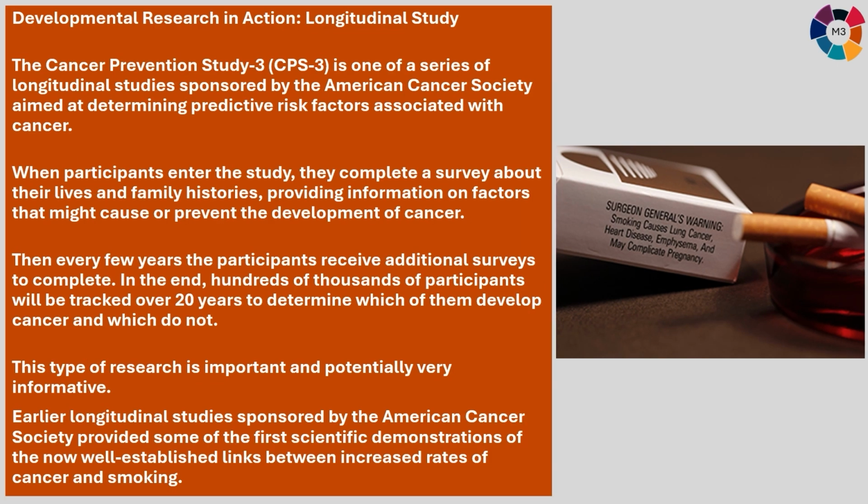The Cancer Prevention Study 3, or CPS-3, is one of a series of longitudinal studies supported or sponsored by the American Cancer Society, which was aimed at determining predictive risk factors associated with cancer. When participants entered the study, they completed a survey about their lives and family histories, providing information on factors that might cause or prevent the development of cancer.